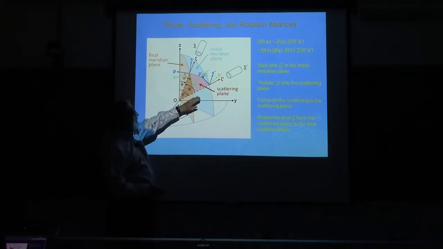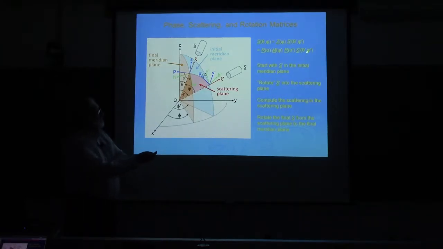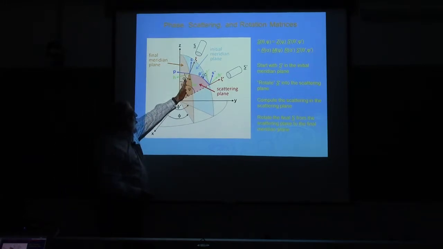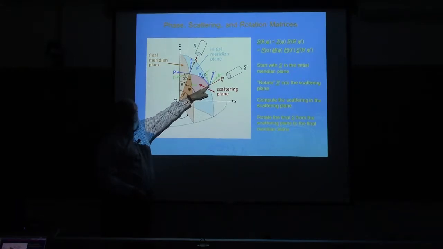So what you do is you start out and say, I have a Stokes vector in the initial meridian plane. Then I'm going to translate it with another 4x4 matrix into a coordinate system where I have these blue axes that are perpendicular and parallel to the scattering plane. Then in that coordinate system, I'll apply the scattering matrix, which Ken called the Mueller matrix. Scattering matrix and Mueller matrix are just different words for the same thing. That does the scattering from here to here, with the Stokes vector in the scattering plane.